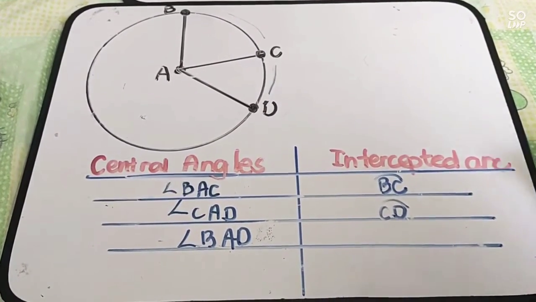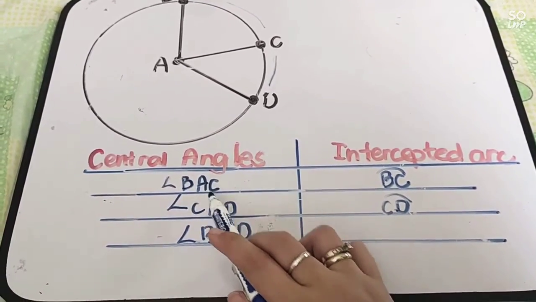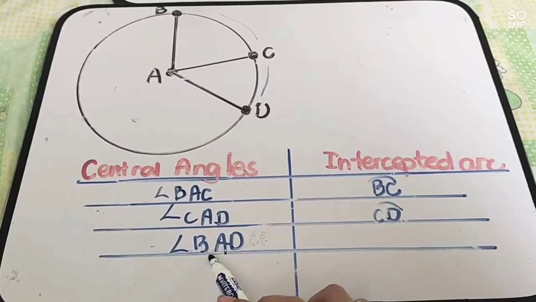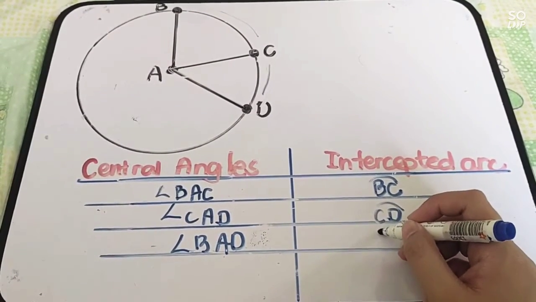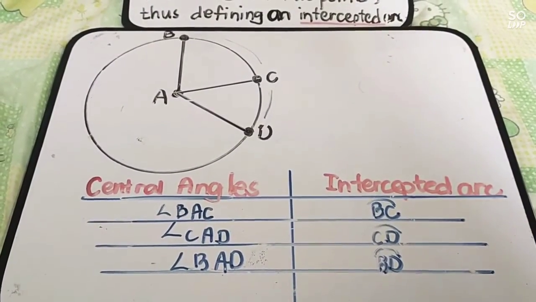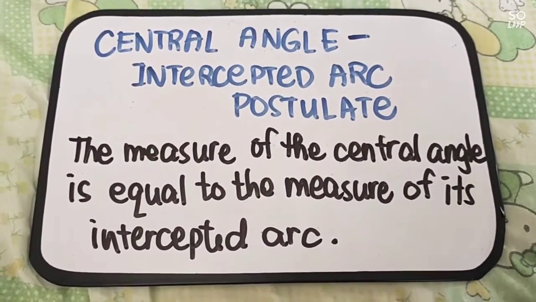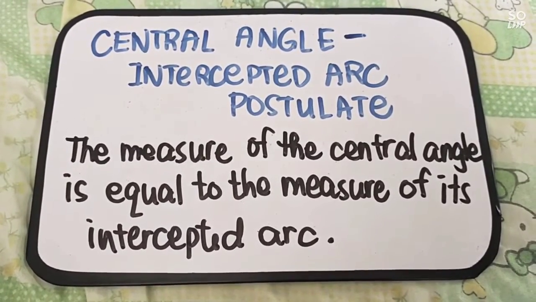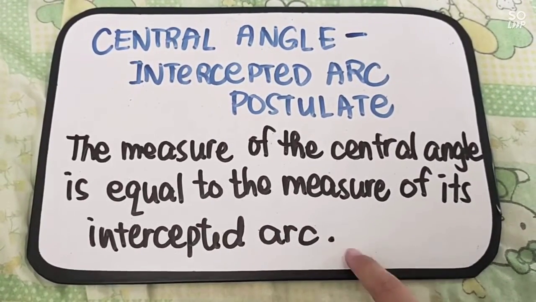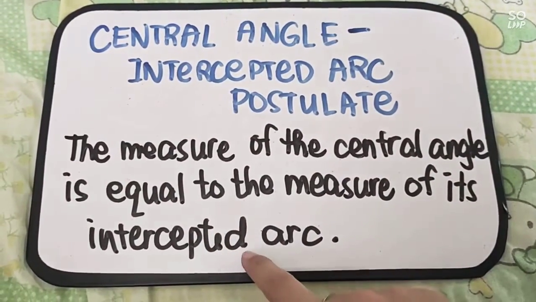As you observe, when you find the intercepted arc of the central angles, the vertex, the center, just disappears. So, if we have angle BAD, its intercepted arc is arc BD. Next, we have the central angle intercepted arc postulate. It says that the measure of the central angle is equal to the measure of its intercepted arc. Take note, the central angle is equal to its intercepted arc.